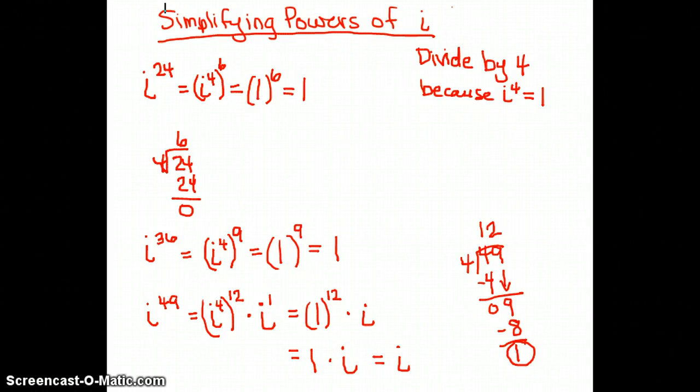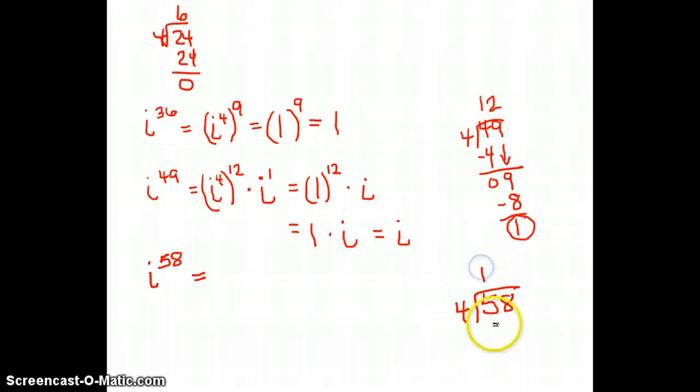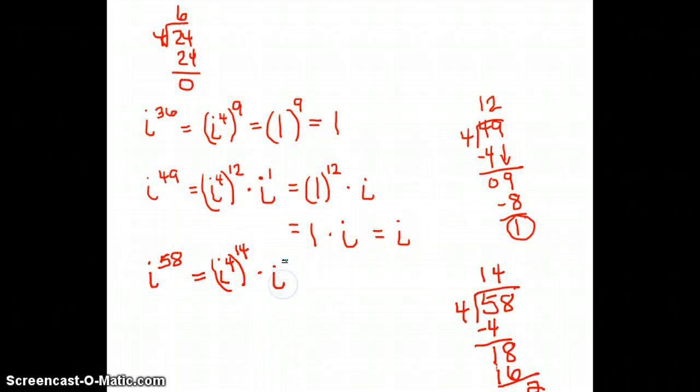Let's just do one more example. Okay, so my next example is i to the, let's make it, 58. Again, we want to divide 58 by 4. So 58 divided by 4. 4 goes into 5 once. Drop the 8, 18. 4 goes into 18 4 times. I get 16, and I get a remainder of 2. So again, what that means is i to the 4th, 58 divided by 4 goes in 14 times, but I have a remainder of 2.